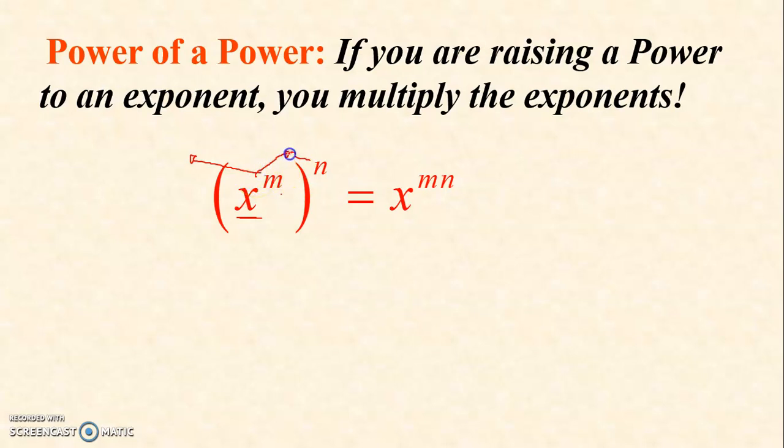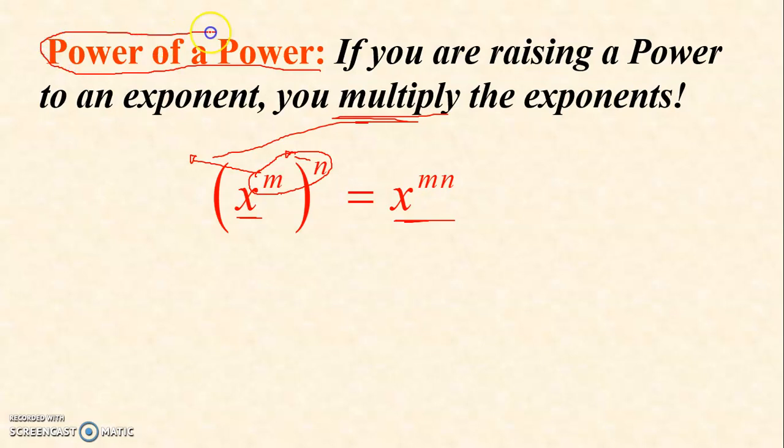So what are you going to do with these exponents? You are simply going to multiply them. Okay? So, m multiplied by n. So you now have x raised to m times n. That is the rule on power of a power. Okay? To further understand this law, we need to discuss some examples.